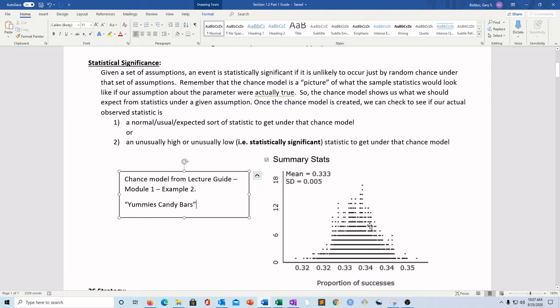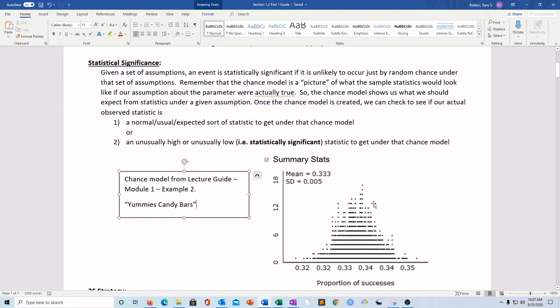And so what we did, if you remember that example, go back if you don't, is we said, okay, assume that Yummies is really just getting 1/3 of the purchases. Create a chance model. So that's what we did. And remember, we were basing this off of a week of 10,000 purchases.